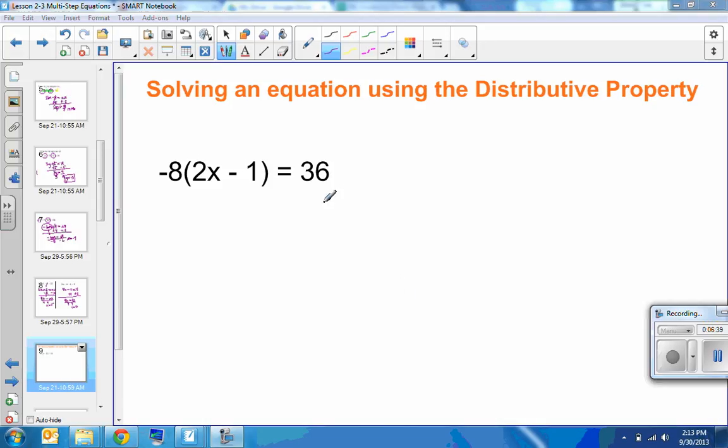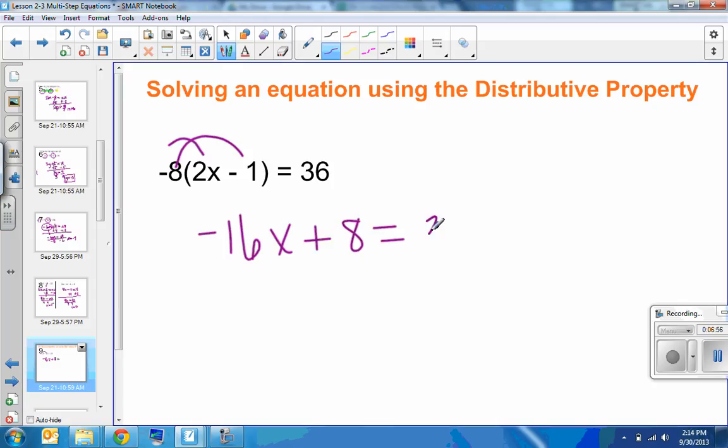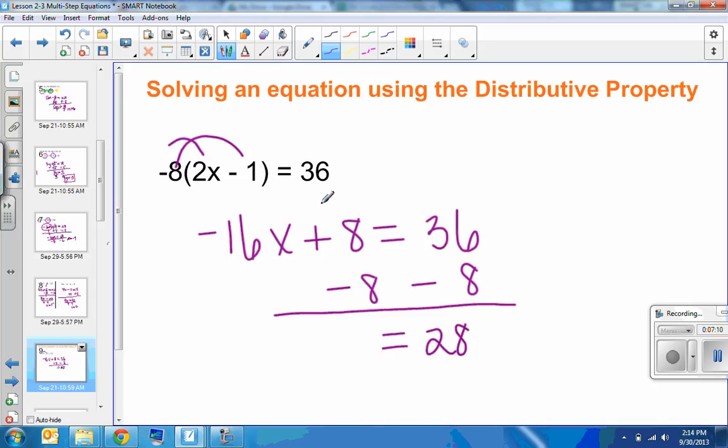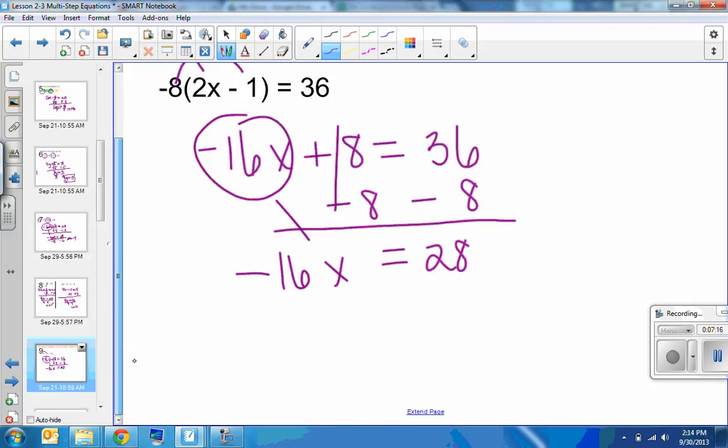So let's practice solving with the distributive property. So again, I'm going to distribute the negative 8 to both terms on the inside. So negative 8 times a positive 2x is a negative 16x. A negative 8 times a negative 1 is a positive 8. And then I go ahead. Opposite of adding is subtracting. Use your calculator to make sure you're computing correctly. 36 minus 8 is 28. I'm bringing down my negative 16x. Notice I'm circling it so I remember to bring down the negative.